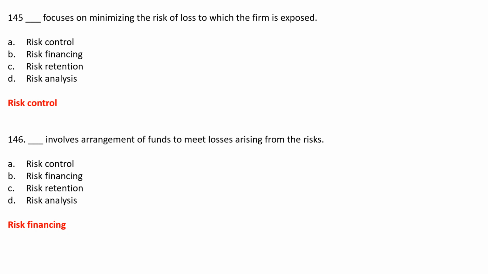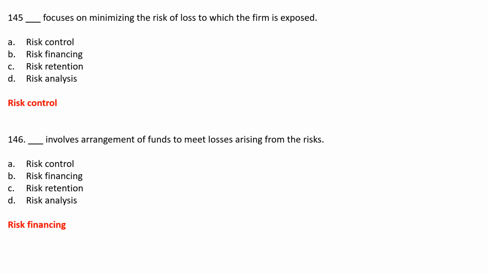Dash focuses on minimizing the risk of loss to which the firm is exposed. Option A, risk control; option B, risk financing; option C, risk retention; option D, risk analysis. The correct answer is option A, risk control. So risk control focuses on minimizing the risk of loss to which the firm is exposed.